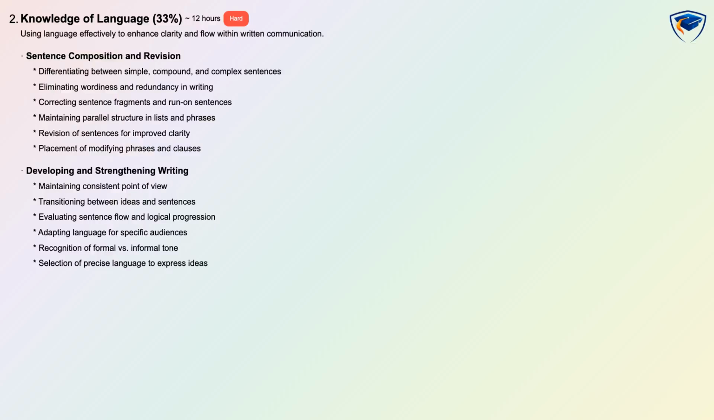Candidates will learn to differentiate simple, compound and complex sentences, eliminate wordiness and redundancy, correct fragments and run-ons, maintain parallel structure and place modifiers correctly, and to develop coherent writing by maintaining a consistent point of view, using effective transitions, evaluating sentence flow, adapting tone for different audiences and choosing precise language.